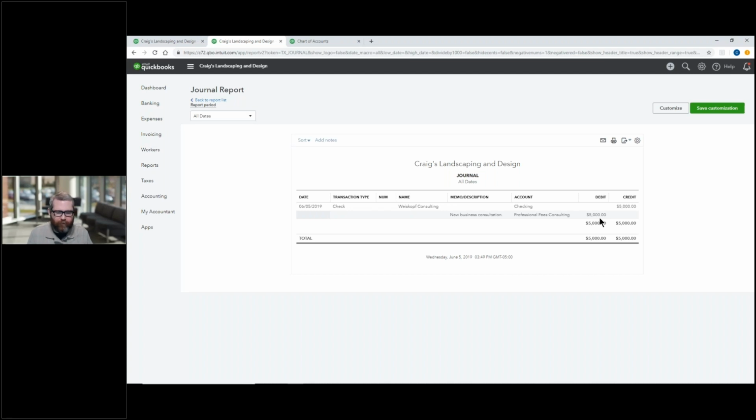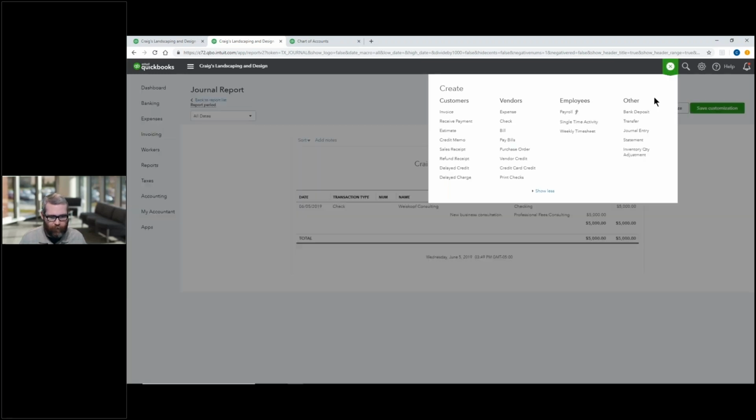But if you ever find yourself in a situation where you do need to enter a journal entry, and that's rare, you can do so by clicking the Create menu and then choosing Journal Entry right here underneath Other. Now, I want you to be very careful about journal entries, because if you are in a situation where money is actually changing hands, you're going to want to use a regular transaction.